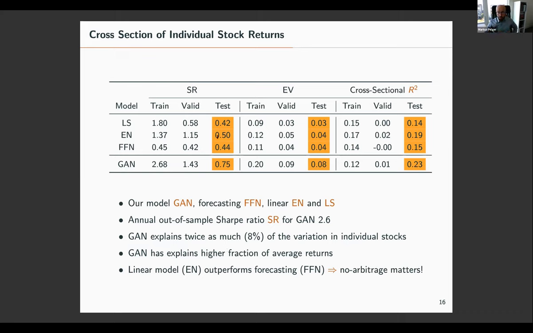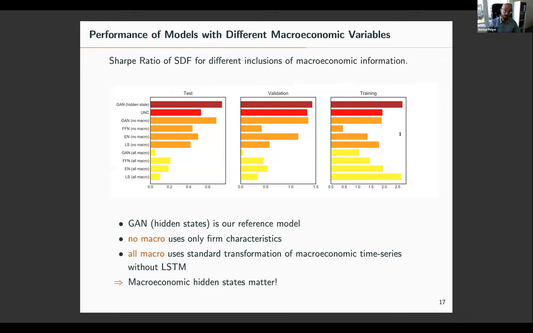So here are the main results. So please focus only on the out-of-sample test results. Our model is GAN, this generative adversarial network, and we get an out-of-sample monthly Sharpe ratio of 0.75, which is higher than the Sharpe ratio that we get for a forecasting model, which we denote by FFN, or the two linear models, where the EN, elastic net model, is a linear model with regularization. We explain out-of-sample twice as much variation for individual stocks, and we have around 30% higher cross-sectional R-squared for individual stocks. Now, one thing that I found interesting is that the linear factor model with regularization seems to get better numbers for this asset pricing exercise than if you do simple forecasting. And that's why I think it matters to include economic structure in this high noise ratio environment.